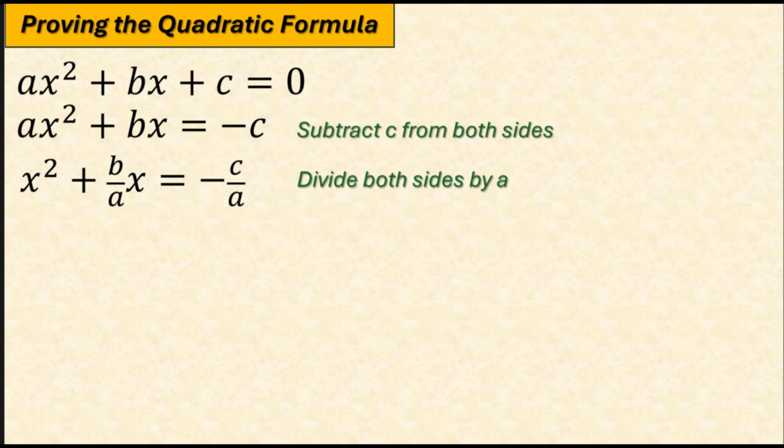The next step in this proof is the most complicated part, so I will attempt a thorough explanation on this step. What we want to do is rewrite what we have on the left, x squared plus b over a x, as x plus y squared, where we do not currently know what y is. Once this has been done, we can take the square root of both sides. So, let's look at what it means to rewrite it.